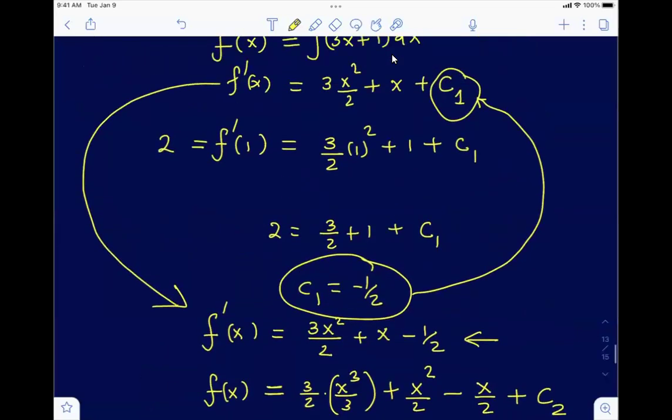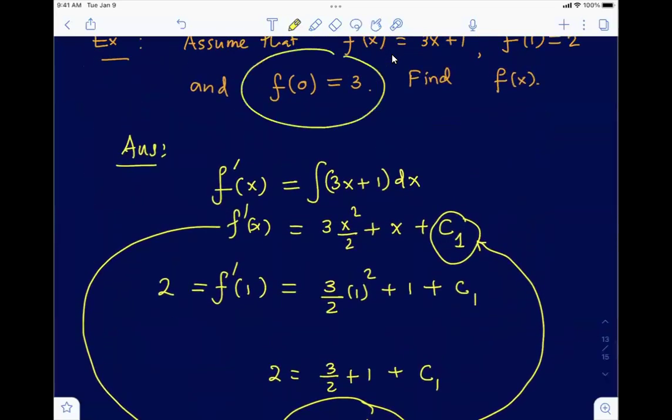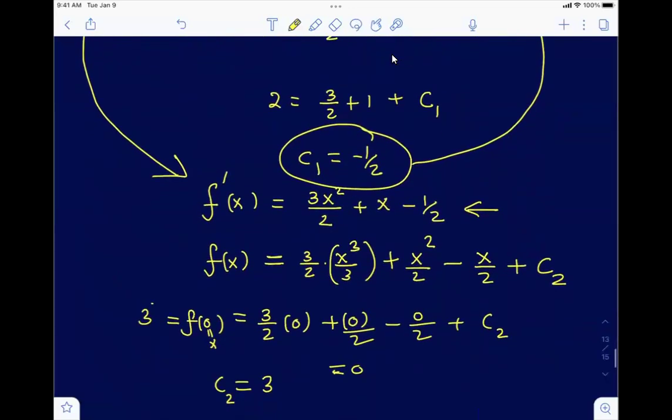Don't forget, the second condition is right here. Look at it, remember it, f of 0 equals 3. So now I'm going to utilize it. 3 equals f of 0. This means plug x equals 0 in the right hand side of this expression, and we're going to get all zeros at the beginning of that term, leaving just only c2 in the right side. So c2 equals 3. That's all we end up getting.